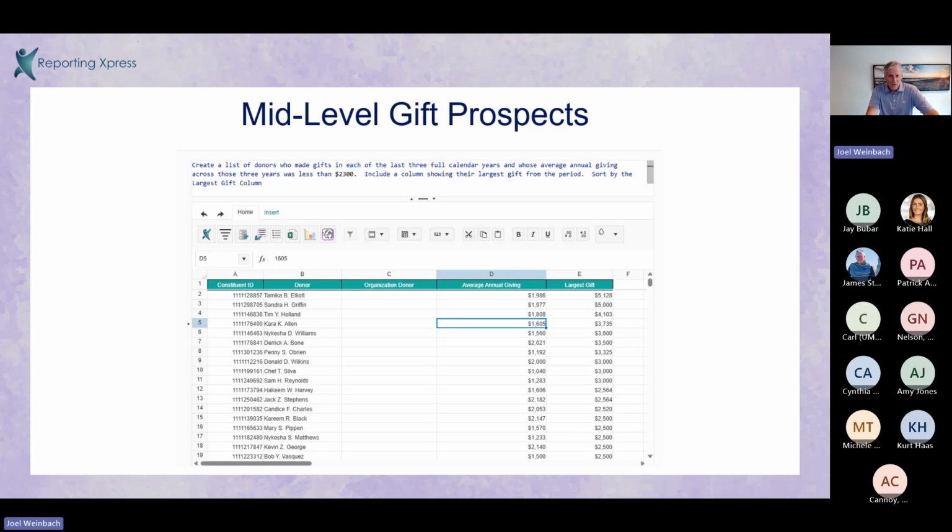But what you can see here is this is a really quick way for me to get my mid-level giving prospects. Anybody who's made a gift that's significantly larger than their average has got giving capacity. They've demonstrated that in the past. And so those are the donors that you want to hand to your development team and say, go see what you can make out of these.